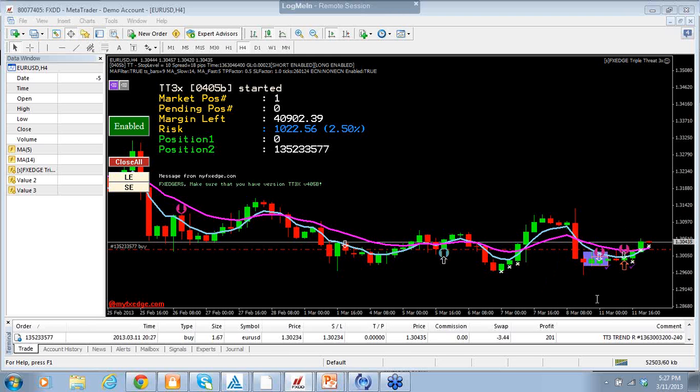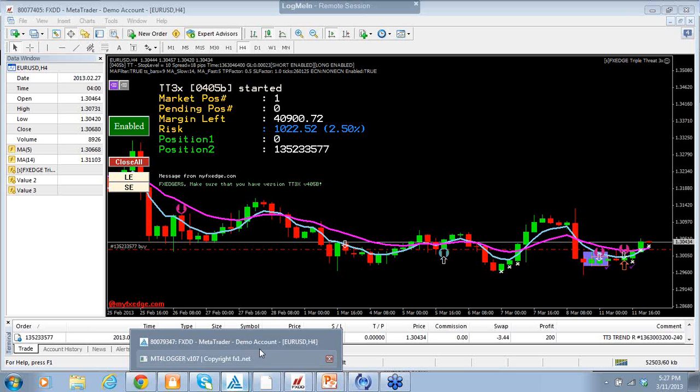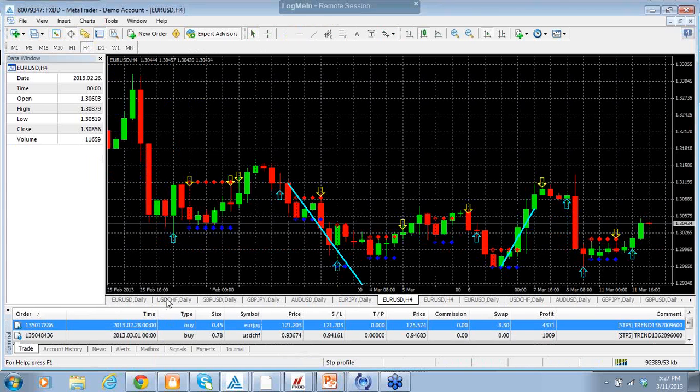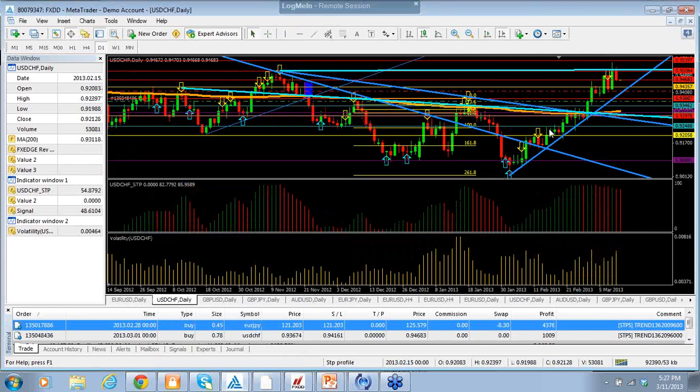All right, so here's a couple of questions for me. Why did the STP5 give a buy for the dollar Swiss when there are red indicators? That didn't happen for us. That's not exactly what was supposed to happen here. We're currently in a buy mode here.